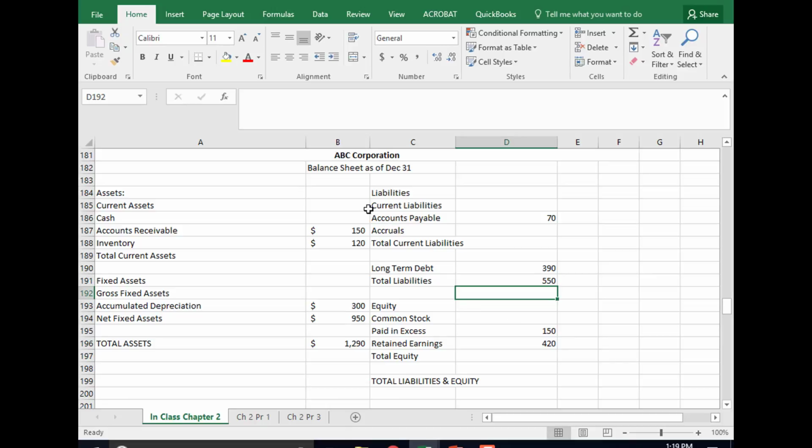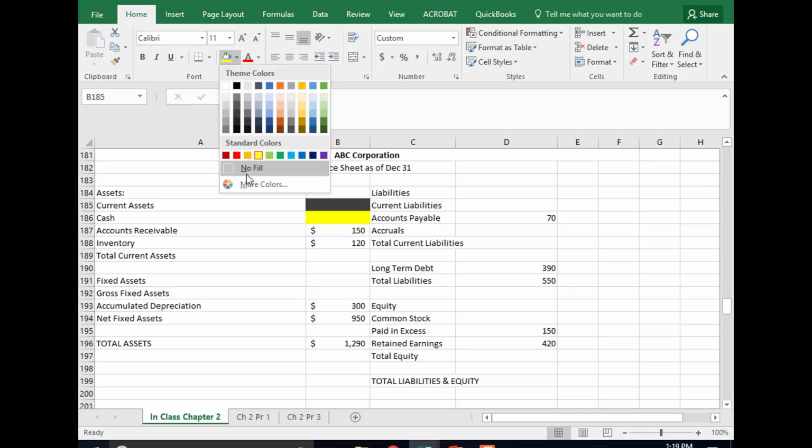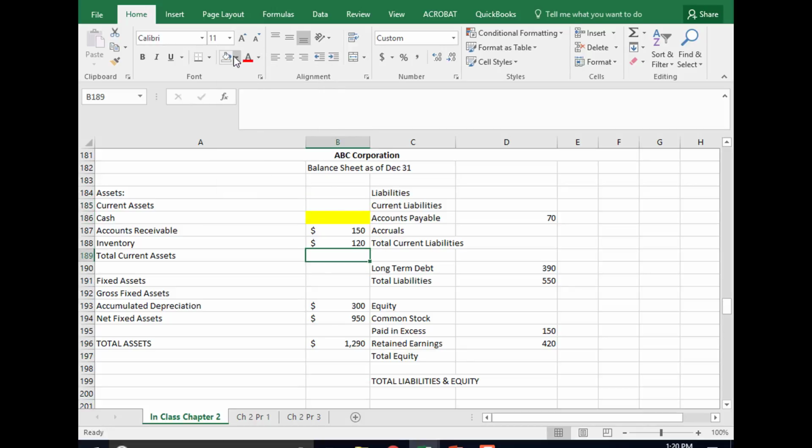So now we have to fill in the pieces that we don't have. So we can go ahead and color those in yellow so that we know what we have to fill in.